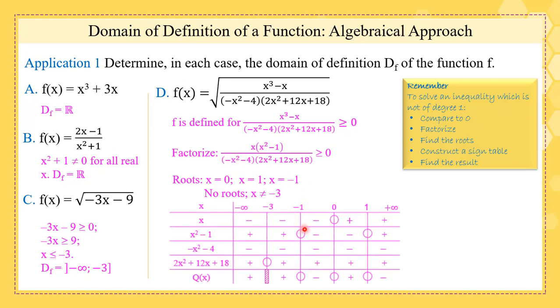We construct the sign table, and we get the result. We need it to be greater than or equal to 0, so we have to choose negative infinity, negative 3, union, negative 3, negative 1, union, 0, 1, and it should be closed at both boundaries of 0, 1.